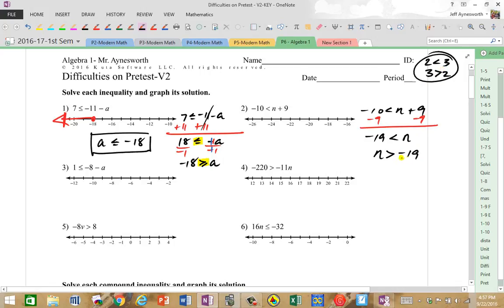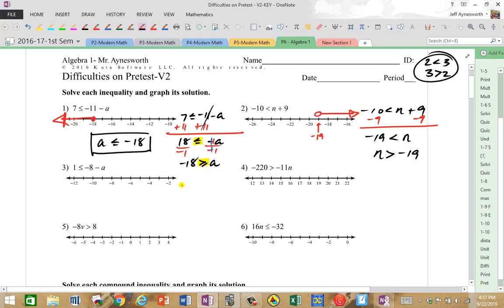All right, so all numbers greater than negative 19, not including negative 19, which is right here. This is negative 19. And they're to the right. All numbers greater than always lie to the right. All right, let's continue on.